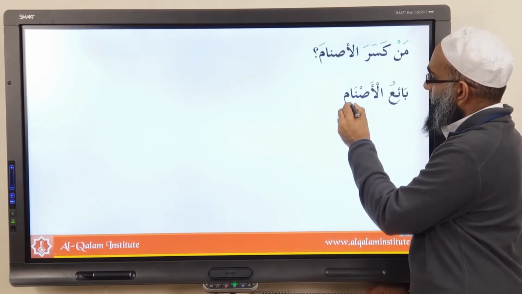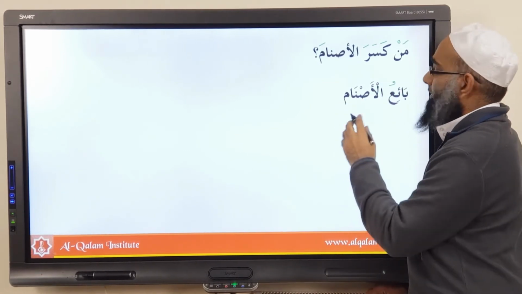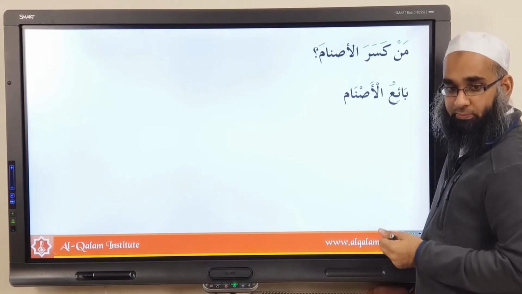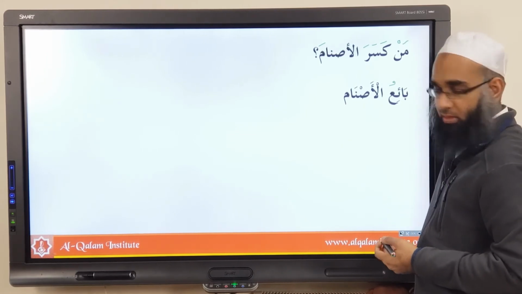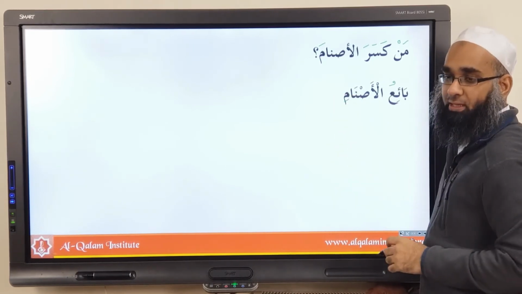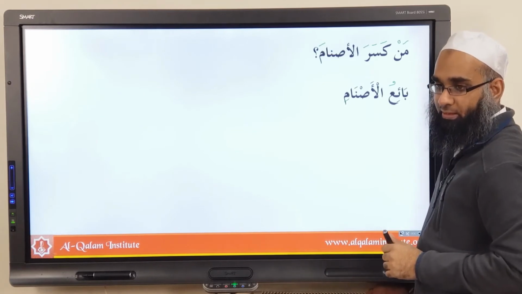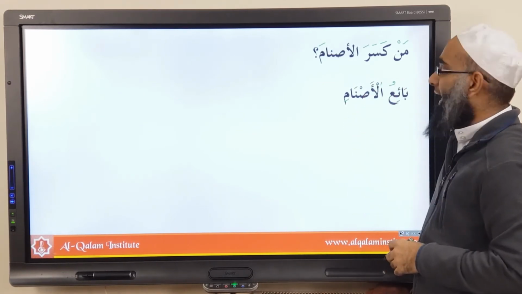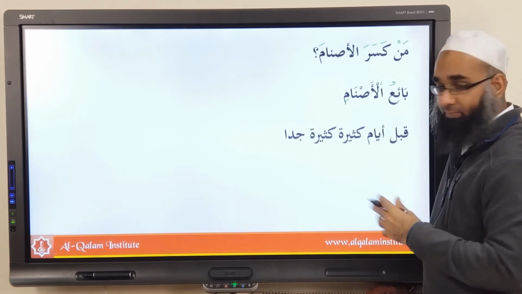The next one? Ba'i'ul asna. What's the structure of the sentence? Asnami. Why is it asnami? Mudaf ilayh. So ba'i'ul asnami. Translation would be? Seller of idols. You put the alif lam. So the idol seller.